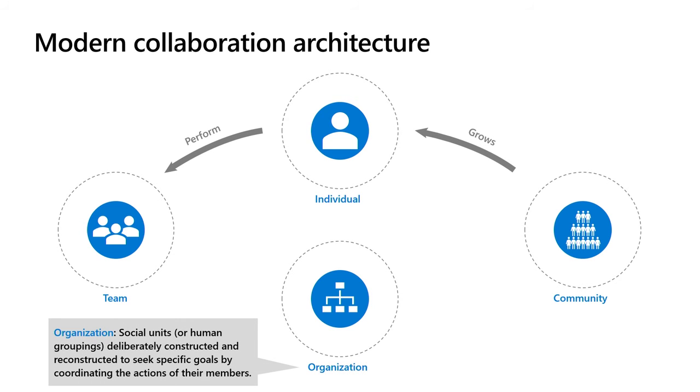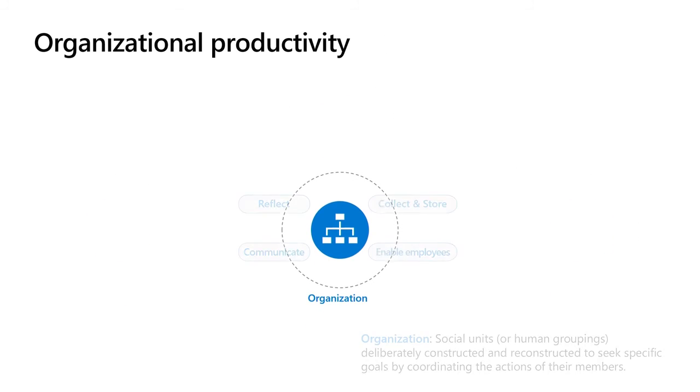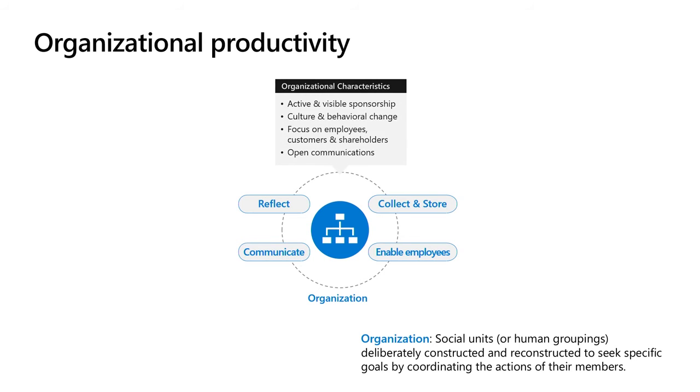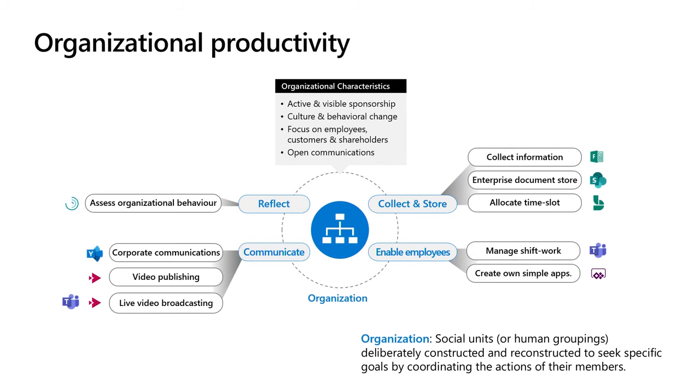In addition to that, we have a whole range of organizational capabilities we also need to think about. These organizational capabilities include reflection, communication, store and collection of organization-wide content, as well as employee enablement. And there are a whole range of capabilities that actually support that. And one of the key things for an organization adoption program to be successful is that there needs to be active and visible sponsorship from the leadership team. Right? That was one of the key success criteria.